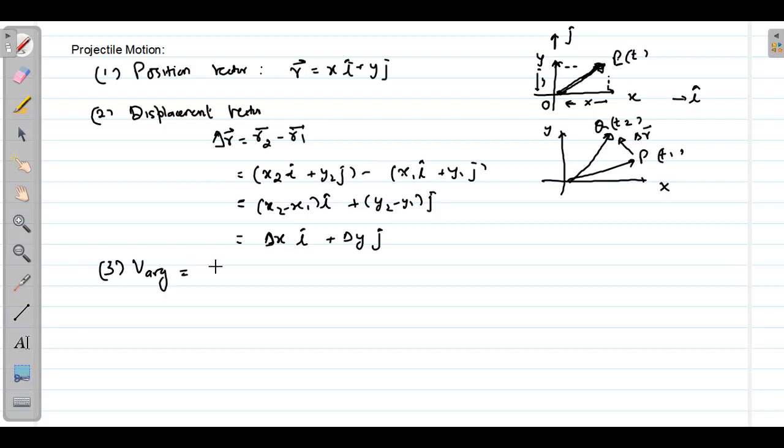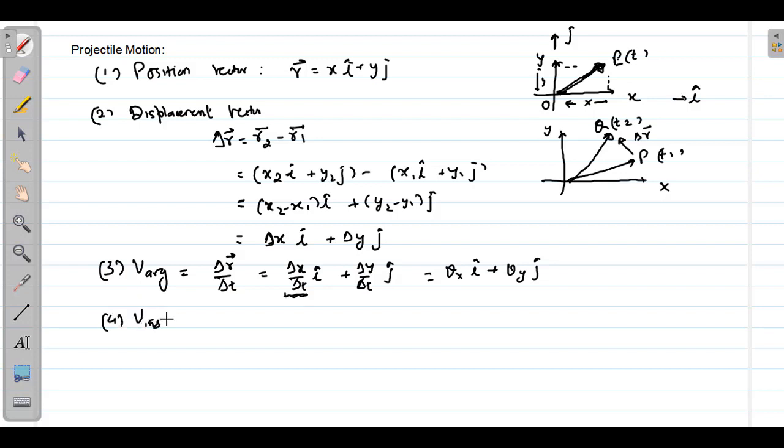Average velocity is the net displacement, say delta r, over the total time taken, delta t. So we can write it as delta x by delta t i plus delta y by delta t j. Delta x by delta t is the average velocity along the x-axis, so we can write it as vx i, and similarly delta y by delta t is vy, the velocity along the y-axis. So this is the average velocity.